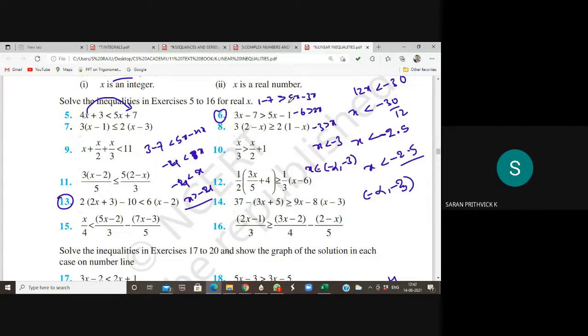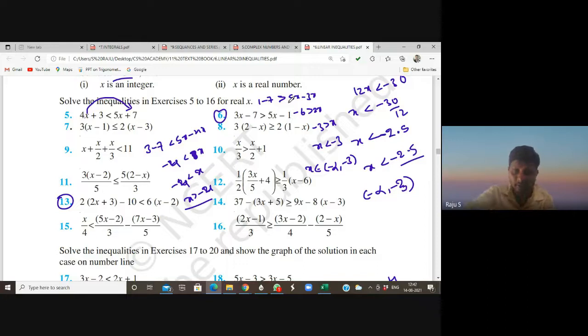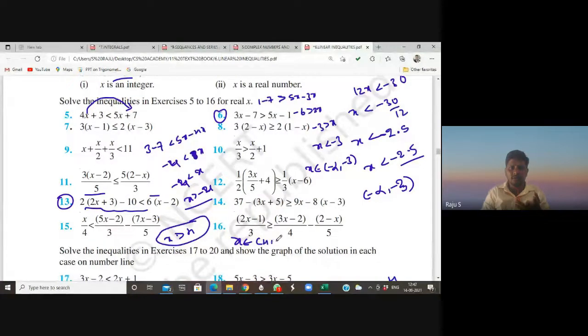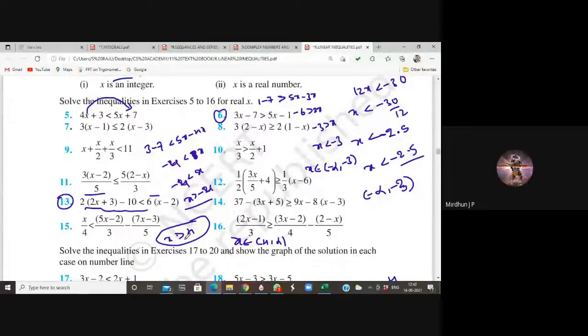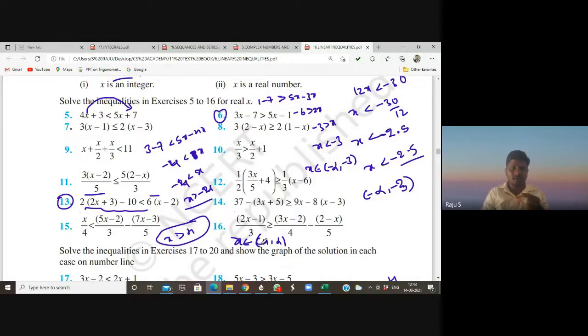x lesser than -2. Answer for this. Is it difficult to multiply 6 here, multiply 2 here, add, and take all x values to one side? X greater than 4, sir. X greater than 4. Is that right, remaining students? Yes, sir. Nothing but simply you can write x greater than 4, or else x belongs to (4, infinity). It is not greater than or equal to, only greater than, so it is an open bracket.